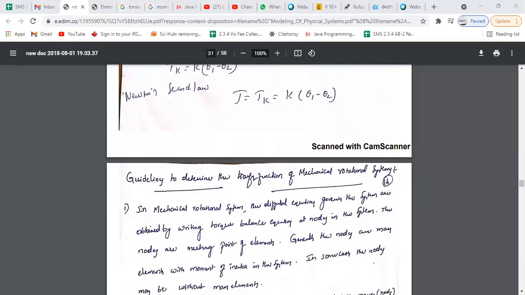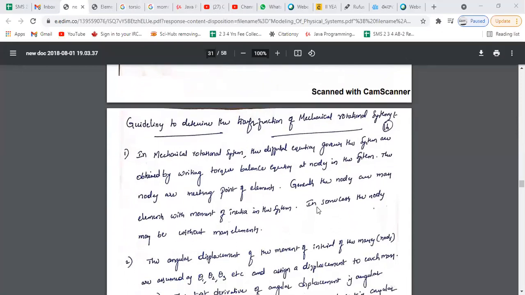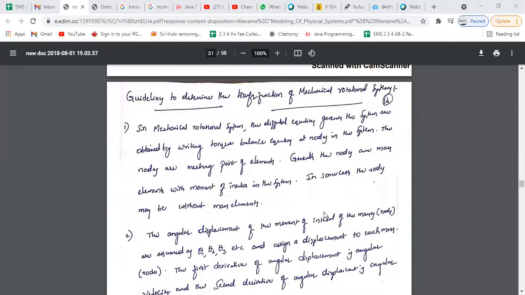Yes, sir. Right. Coming to the guidelines, which are identical to the translation system. So what should we do first in the translation system? First, we have to identify the number of nodes in the system. So what are the nodes? Nodes are meeting points. Here also, we study the points.